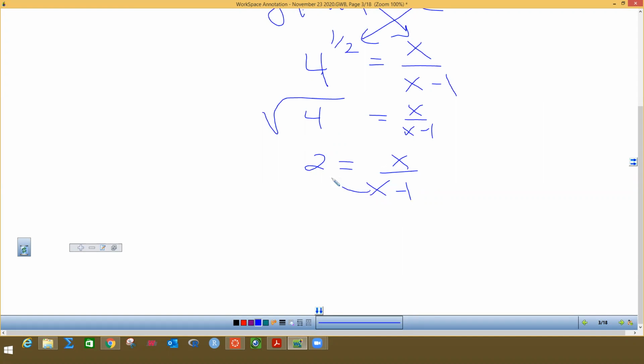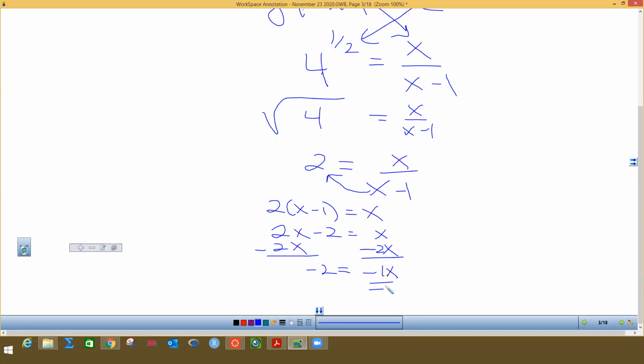Now I got to multiply this thing over to that side. So I get 2 times x minus 1 equals x. Then I distribute 2. And I get 2x minus 2 equals x. And I'm going to subtract 2x over to the other side. And 1x minus 2x is negative 1x. And then I divide by negative 1. And I get that x equals 2.